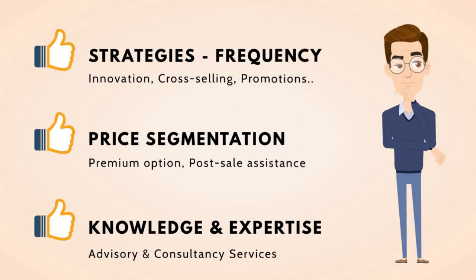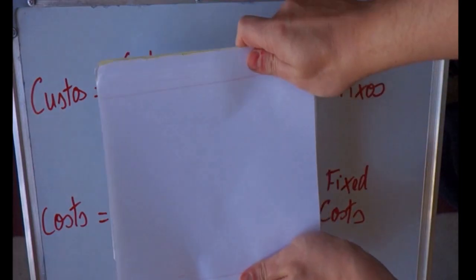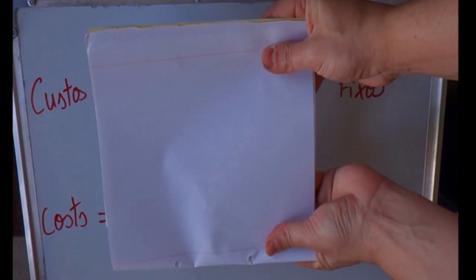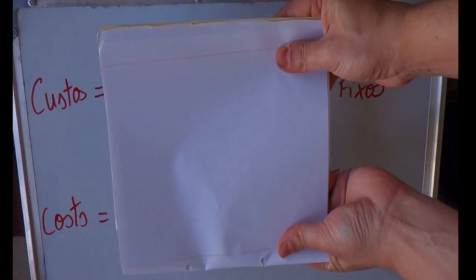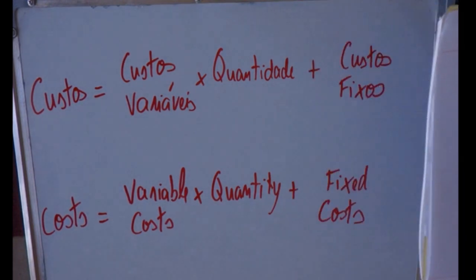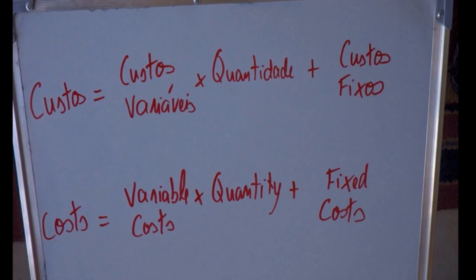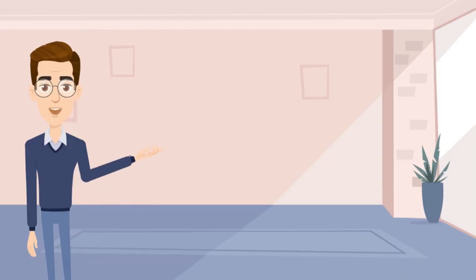But what about the costs? We need to talk about the costs. Let's go talk about costs. To minimize costs, we have 3 possible paths. First, we can decrease our variable costs, or we can decrease the necessary quantity produced to reach the same quantity sold, or we can decrease our fixed costs. Let's explore each one of these paths in detail.